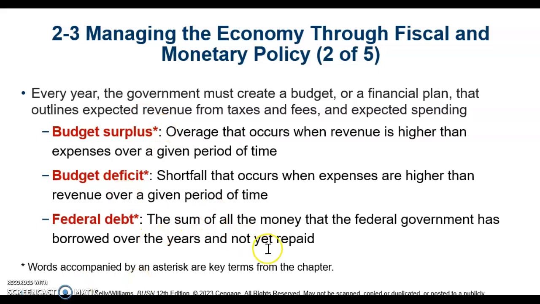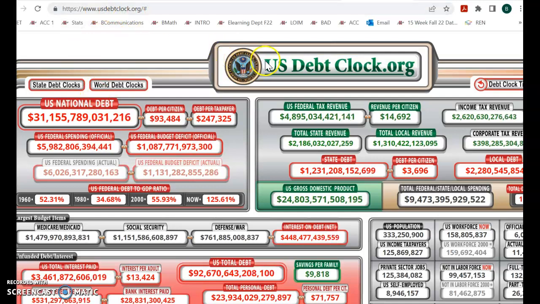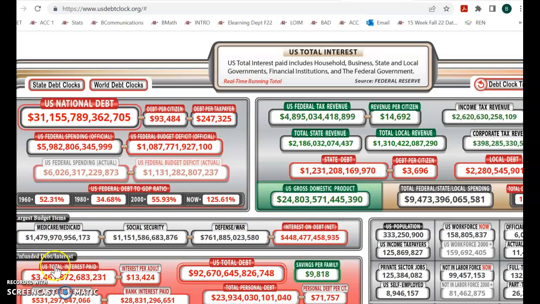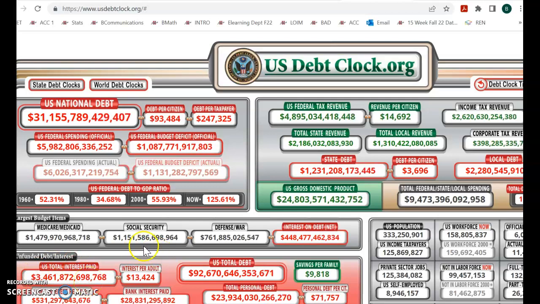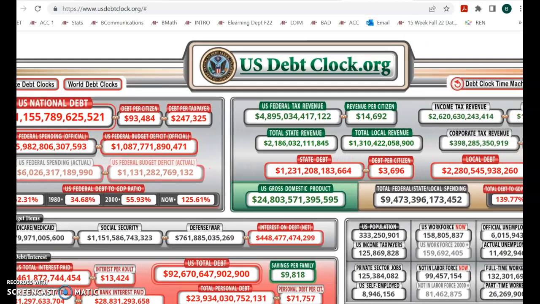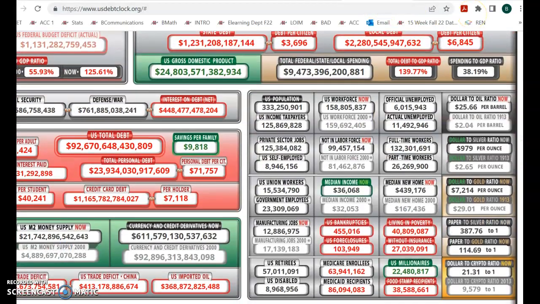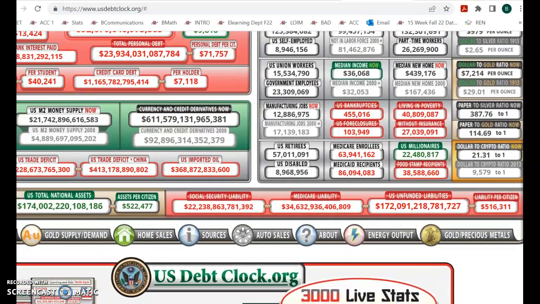Federal debt is the sum of all the money that the federal government has borrowed over the years and not yet repaid. So if you have a chance, you can go to the U.S. debt clock and look at the debt in real time, and you can see all the different types of debt. It's kind of depressing to see, but also eye-opening to see this in real time. So if you get a chance, go to this website and just look at all of these numbers, especially if you're a numbers person.